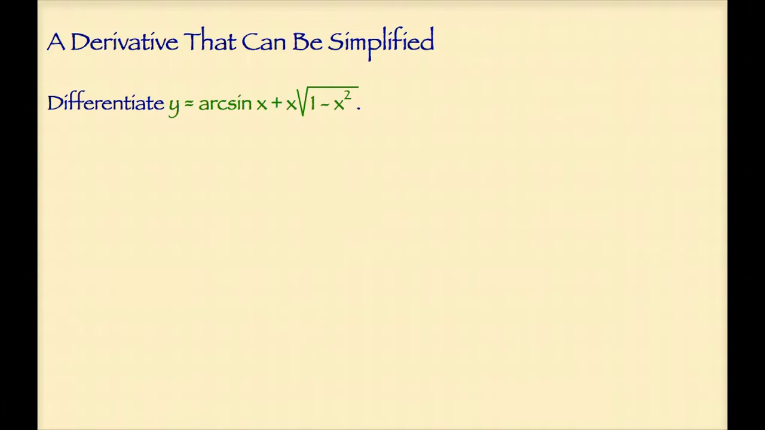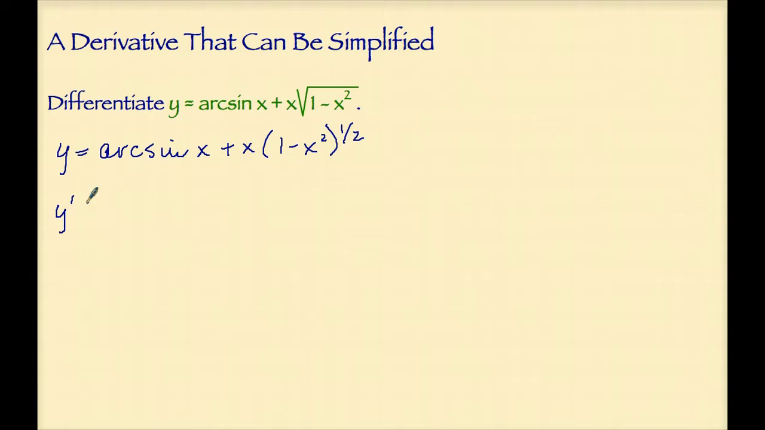In this first example, I'm asked to differentiate y equals arcsine of x plus x times the square root of 1 minus x squared. I'm going to rewrite this equation, making one slight adjustment. Y equals arcsine of x plus x times the quantity 1 minus x squared to the 1/2 power. So I'll have to use the product rule for this second term.